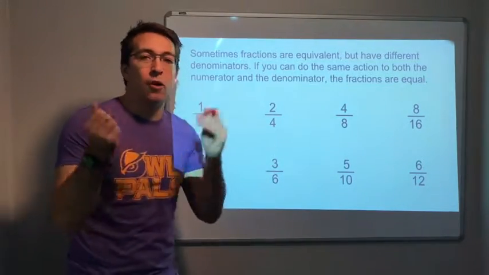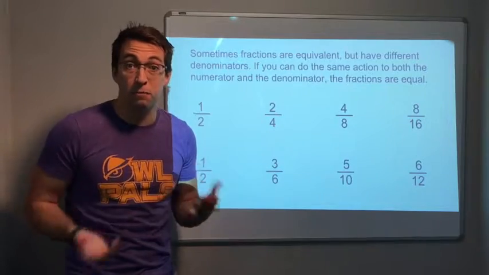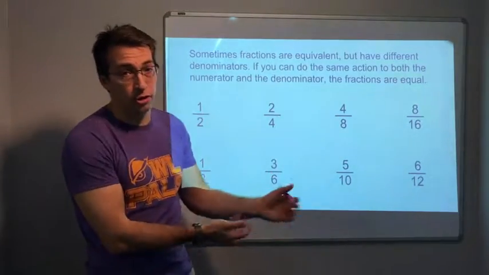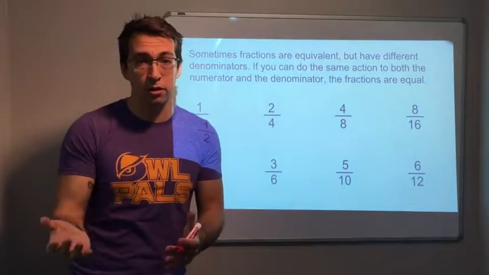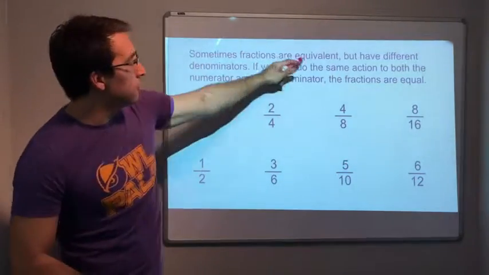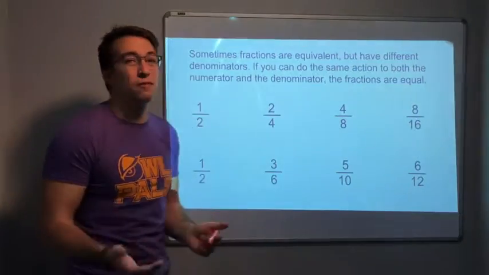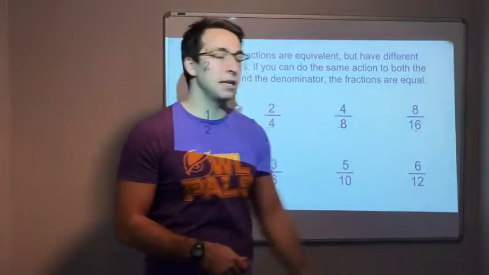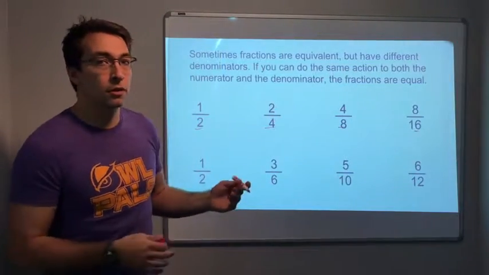If I have 1 out of 2 pieces, I have 50%. Well, that's the same as saying if I have 50 out of 100, or if I have 100 out of 200. So sometimes fractions are equivalent, but have different denominators, okay? The denominator, 2, 4, 8, 16. Those are all different denominators.